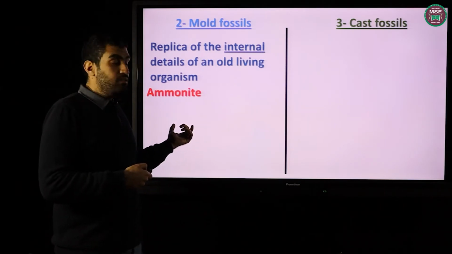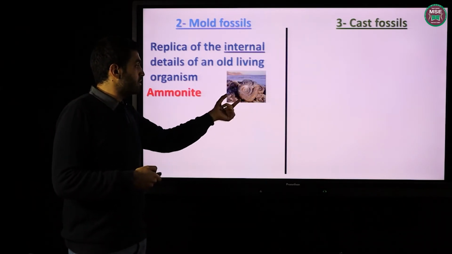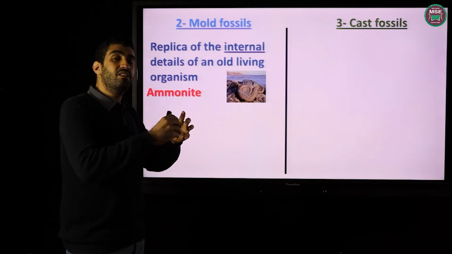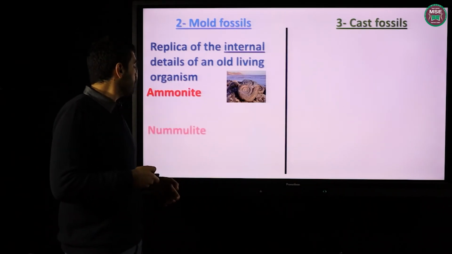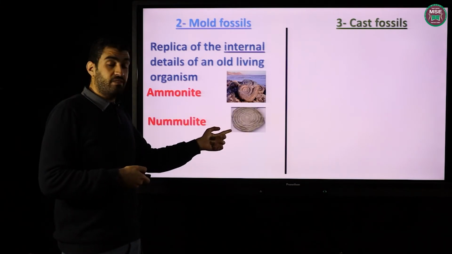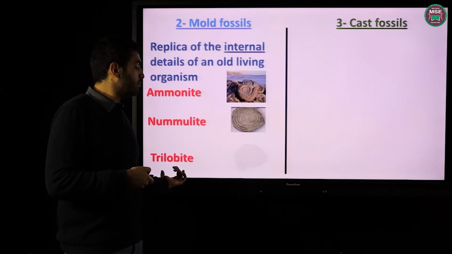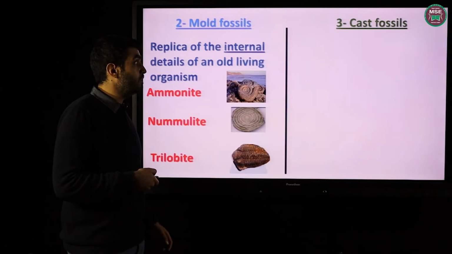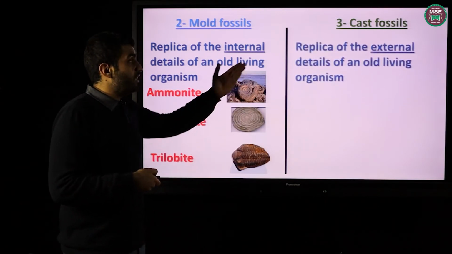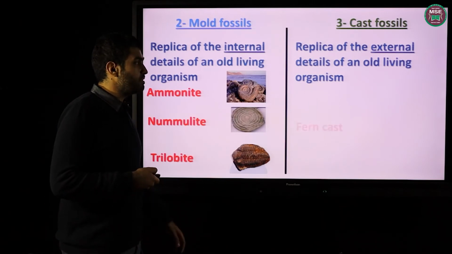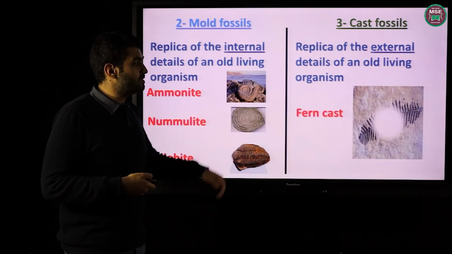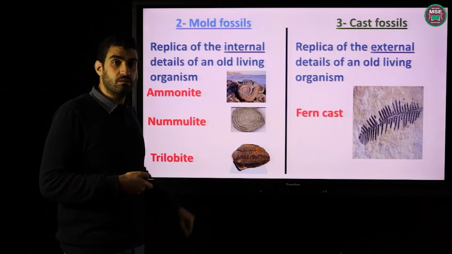Like ammonite fossil, for example, like this. This part is formed inside the shell of an ammonite snail. Nummulite fossil, like this. And the trilobite fossil, like this. Okay? Cast fossils, replica of the external details of an old living organism. Like what? Like fern cast, just replica.